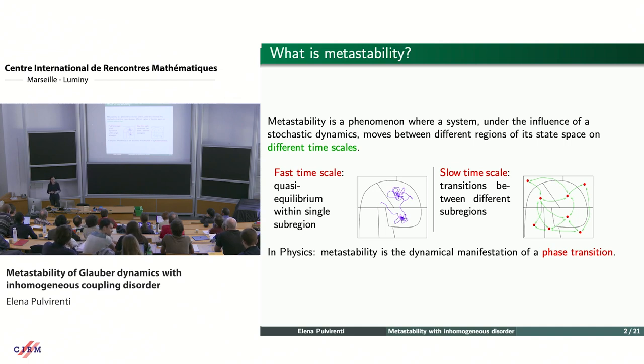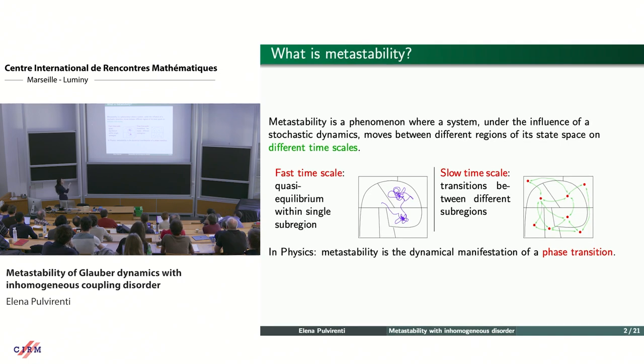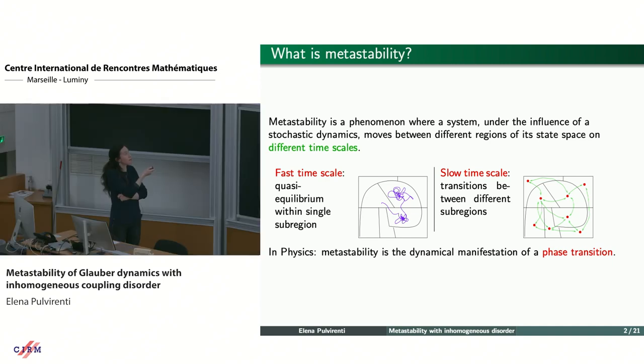What happens here is that we are observing a system which is evolving in time under the influence of a stochastic dynamics. And what we can observe is that it moves in different regions of its state space on different timescales. There is a fast timescale where the system reaches a quasi-equilibrium within a single subregion. Then we might think that the system is in equilibrium in this subregion, but if we wait for a longer time, the system jumps into another subregion. So there is also a slower timescale where we observe transitions between subregions.